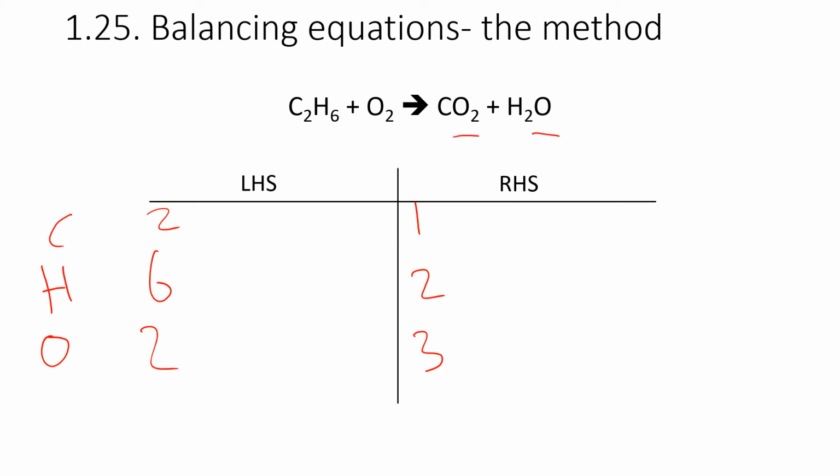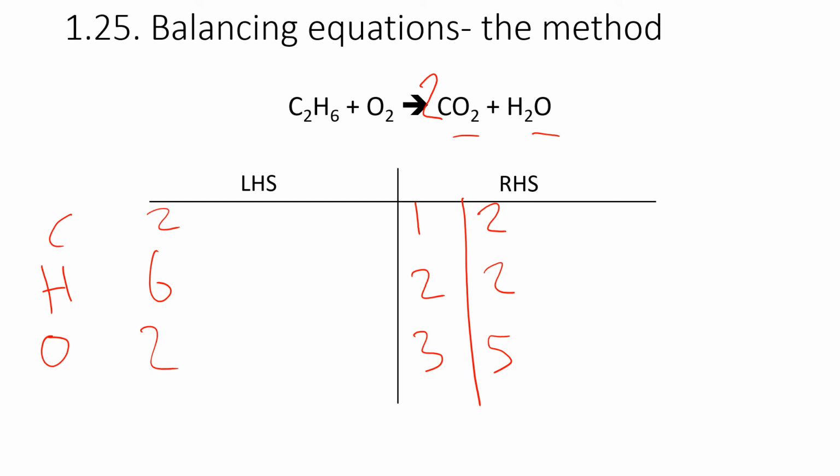We'll fix the carbons first. So we need to have 2 carbons on the right, but we only currently have 1, so we're going to multiply it by 2. We'll write a new column. We've now got 2 carbons, but we've got more oxygens now, haven't we? So we've got 2 times 2 plus 1, which is 5 oxygens now, and the same number of hydrogens, which is 2.